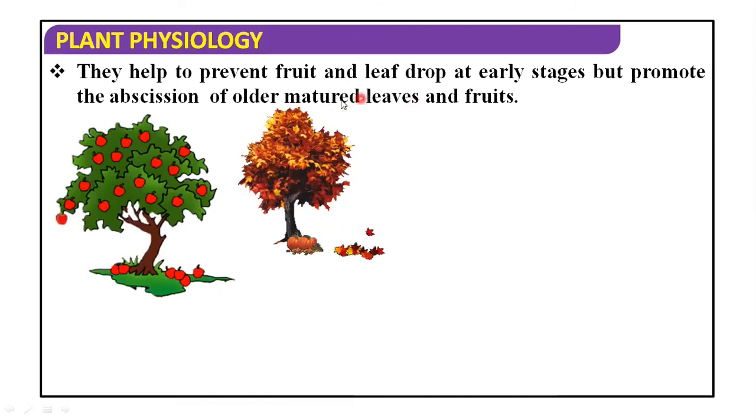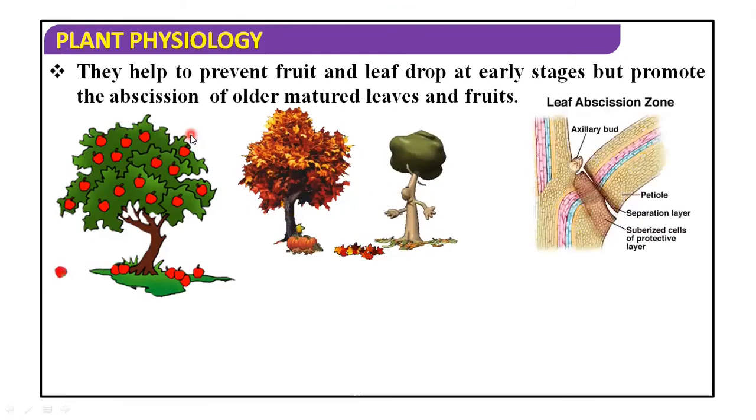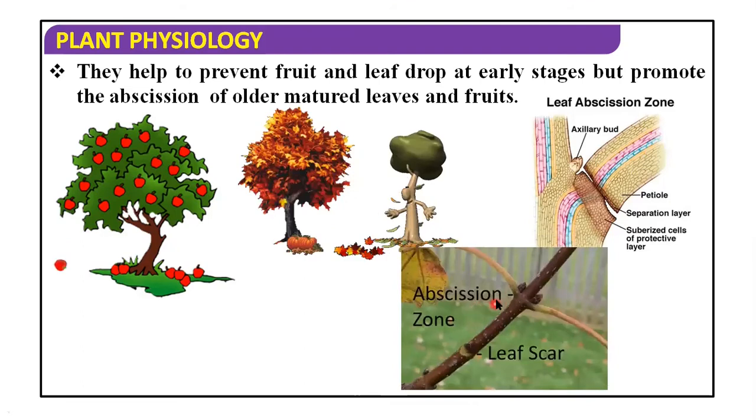When the leaves and fruit get mature and old, at that time the abscission process is necessary, which happens due to abscisic acid. See the abscission zone and leaf scar.